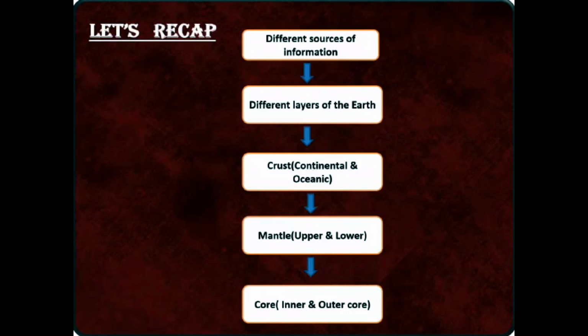Oceanic crust, this is the second layer of the crust. It is made up of silica and magnesium. It was earlier called sima. This layer is approximately 7 to 10 kilometers thick. The density of this layer is 2.9 grams per centimeter cube to 3.3 grams per centimeter cube. In this layer, basalt and gabbro rocks are mainly found.